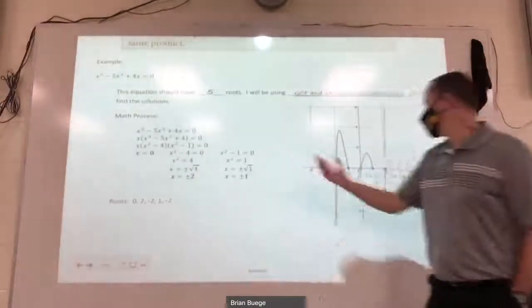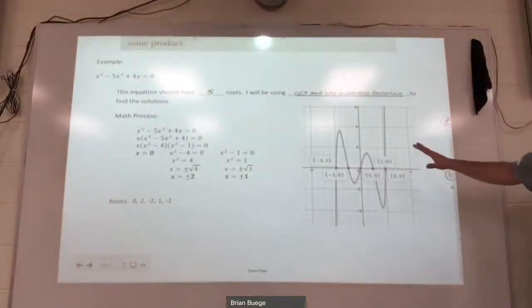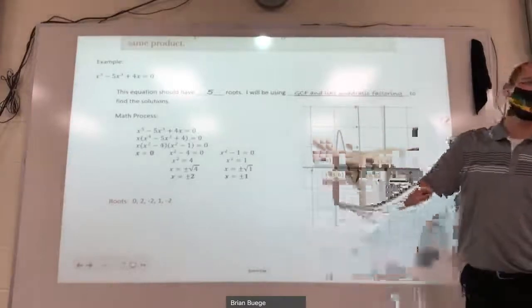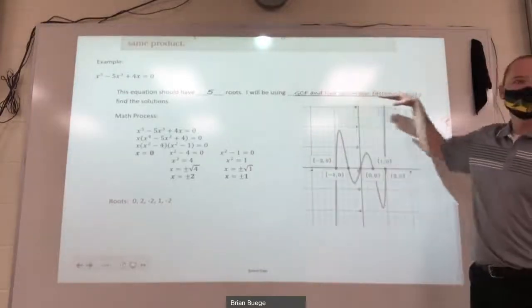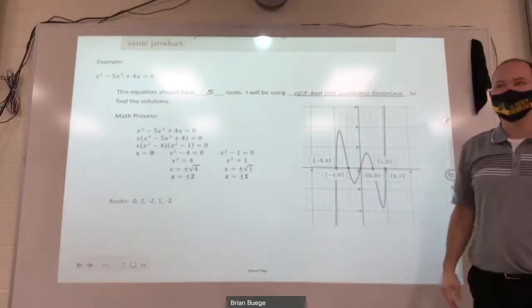Ultimately, here's all your roots, and then you put it all together as your graph. And so I wanted to mainly give you that option so you can see what this was talking about and what I meant when it was this blank of what are you using. How are you going to go about factoring? This is what I'm looking for.